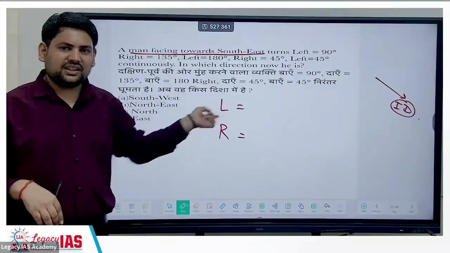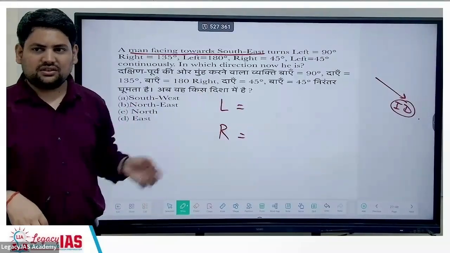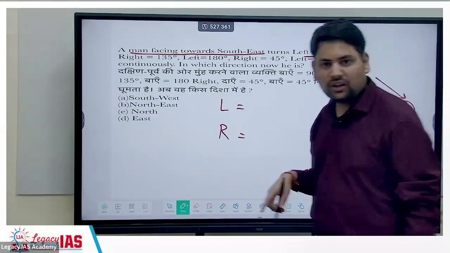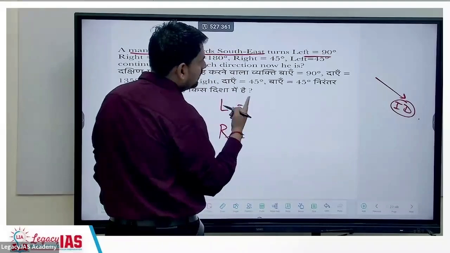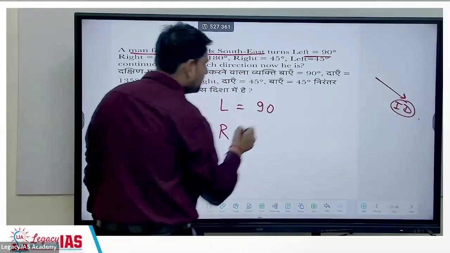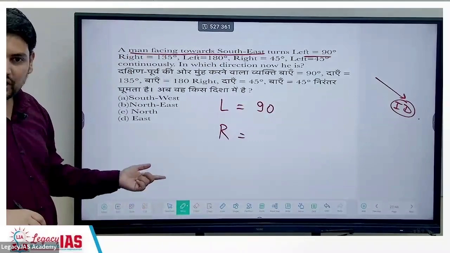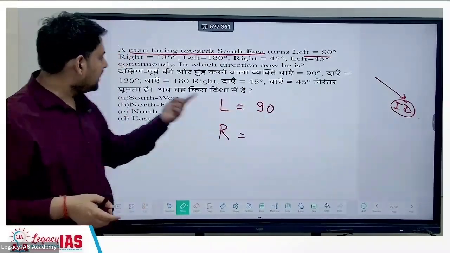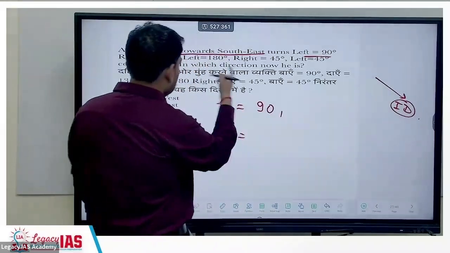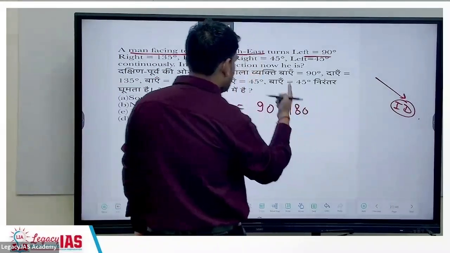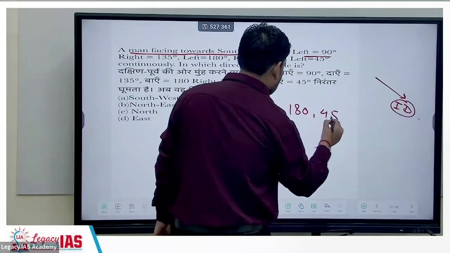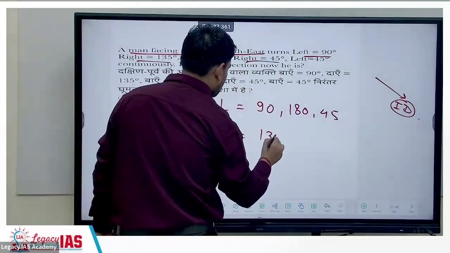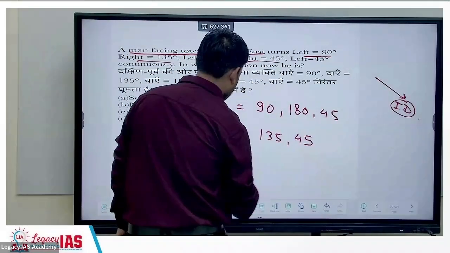Write all the left angles and all the right angles. You can cancel out easily. So, he turns left 90 degree. You don't need all this. Just left or right, we have already taken. Left or right is in itself directions. So 90 left, then again 180, then 45. Similarly for right, 135 and 45.